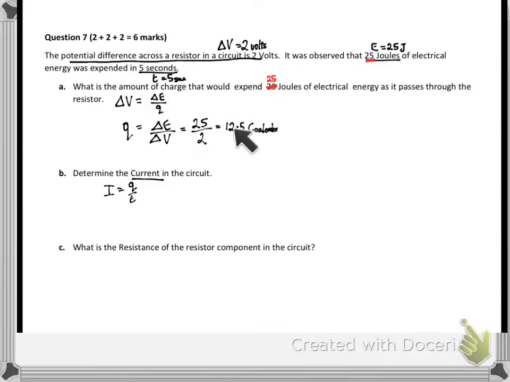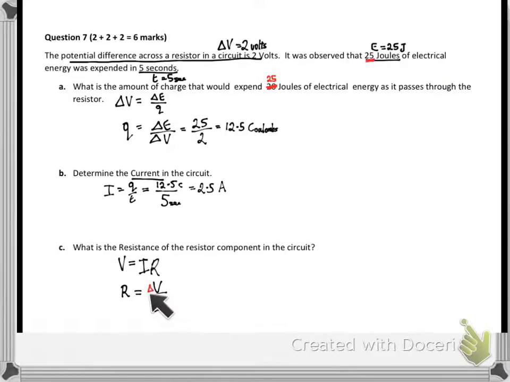Now our charge is 12.5, and the time for that amount of charge to flow through the circuit was 5 seconds. So 12.5 divided by 5 seconds gives us 2.5 amperes of current. In part C, what is the resistance of the resistor component in the circuit? Well, using Ohm's law, V equals IR, the resistance is given by V divided by I.